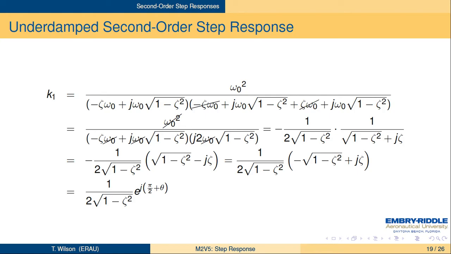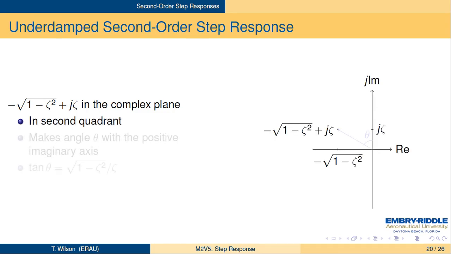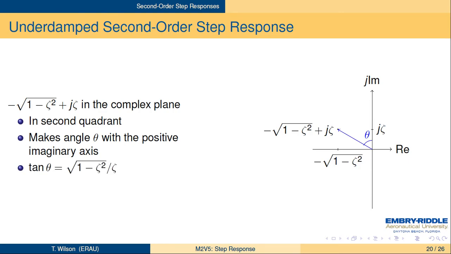The angle turns out to be pi over 2 plus theta, where theta is that angle we had earlier. So let's see where that comes from. So the number we're looking at is minus root 1 minus zeta squared plus j zeta. And so we look at that in the complex plane. You see that it's in the second quadrant. And that angle that it makes with the positive imaginary axis is the angle theta. That is, it's the angle whose tangent is root 1 minus zeta squared over zeta. So we can use that same angle theta that came from the pole location in our computations here.